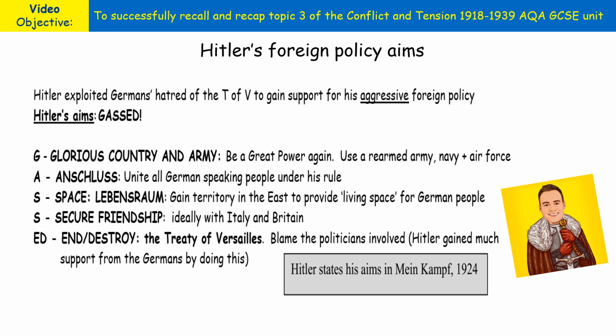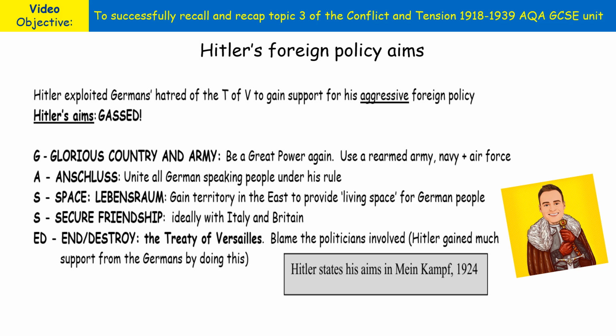The A stands for Anschluss, which means union in German, and in particular Hitler and many nationalistic Germans wanted Austria and Germany to unite under Hitler's rule, of course, according to Hitler.